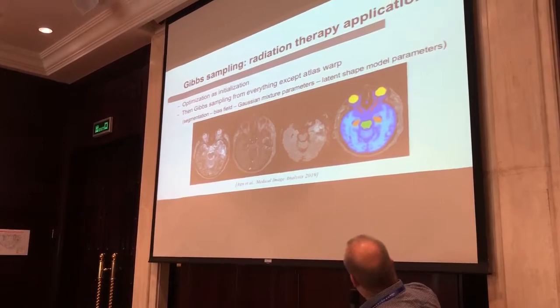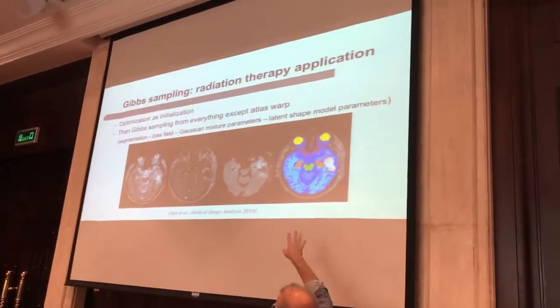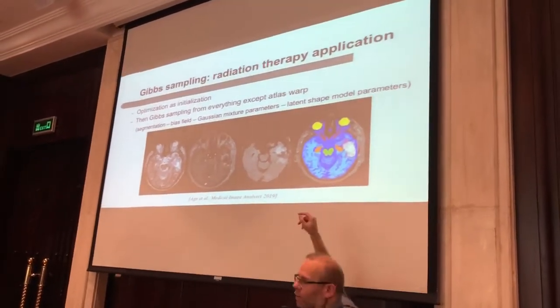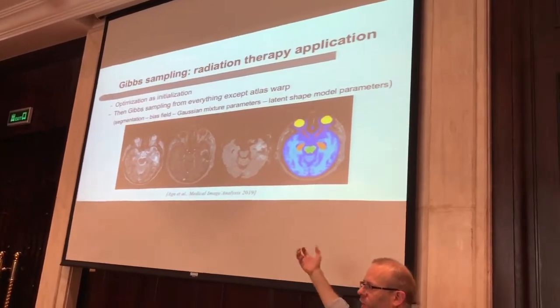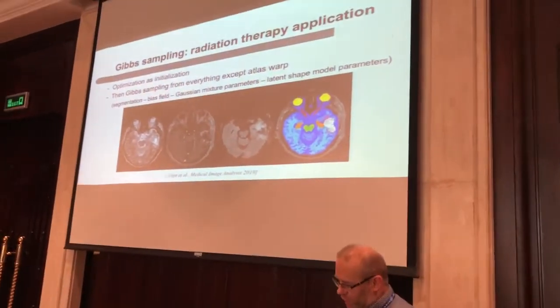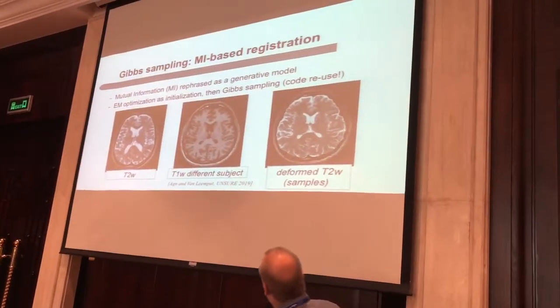So I'll just show this. This is an example, again, from brain tumor segmentation. With this model with lots of parameters, you sample from many of them. The one thing you don't sample from is the deformation, because that's harder, and I'll show some examples about that later.